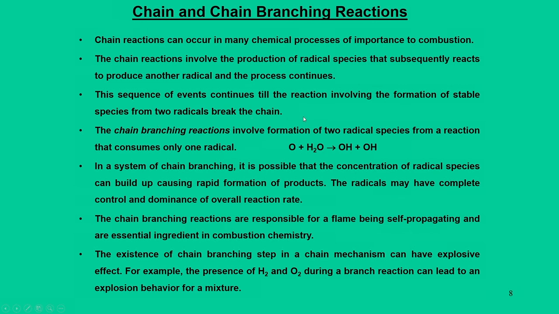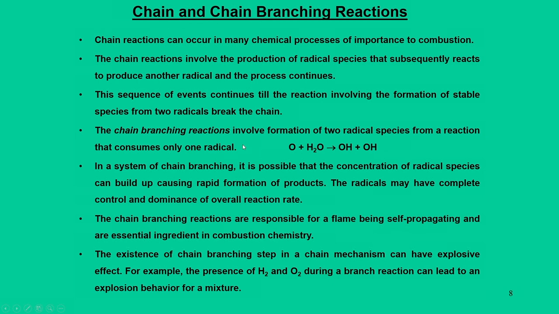Then we come across the chain branching reactions, which involve the formation of two radical species from a reaction that consumes only one radical. In the chain reaction radical species are formed, and in the chain branching reactions it also gives multiple radical species. One forms and it subsequently accelerates the next chain, and this keeps on branching. For example, when an oxygen atom is formed in some form and it sees H2O, it can form this branch, OH and OH. So, everywhere we have O and H2O, there will be OH radical formation.